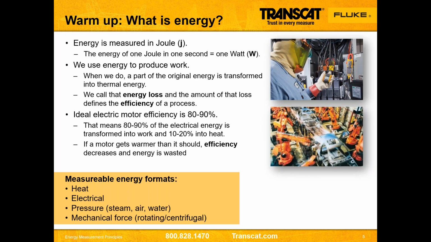Starting out with some basics, what's energy? Energy is measured in joules, which people often refer to as watts, wattage or kilowatts. The energy is going to produce work, typically in the form of light, heat, or electromechanical motion. And the ideal efficiency we're looking for in that electromechanical motion in the motor is 80 to 90%.